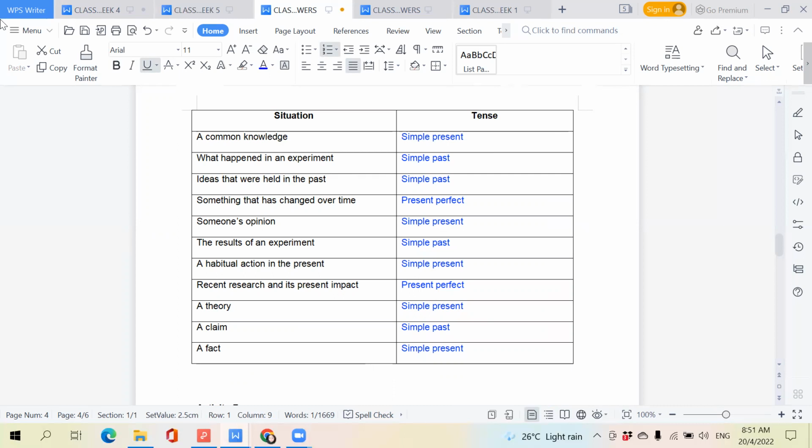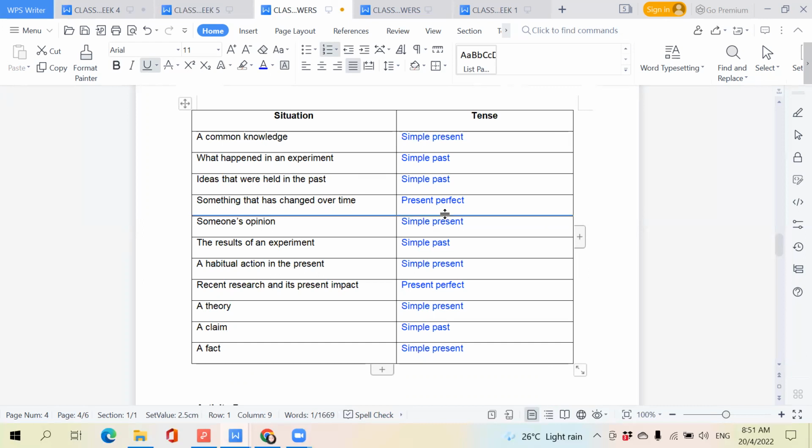So what happened in an experiment should be discussed in simple past tense because you're talking about something that you have done, okay? That you have completed in the past. Okay, next, ideas that were held in the past. Okay, this is very clear. Of course, you have to use simple past tense. Next, something that has changed over time.